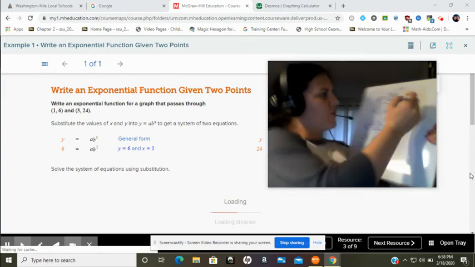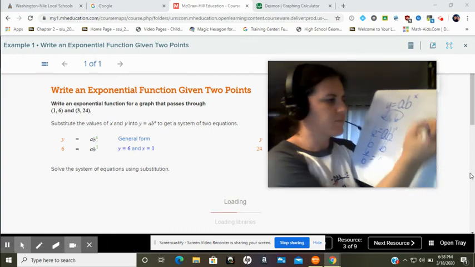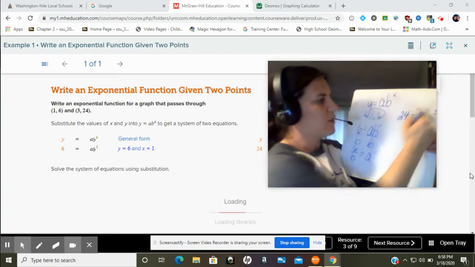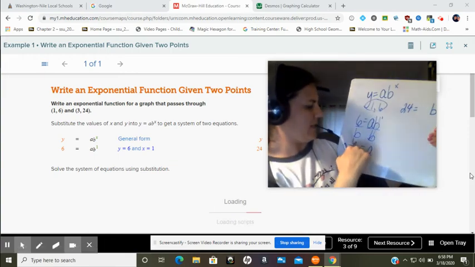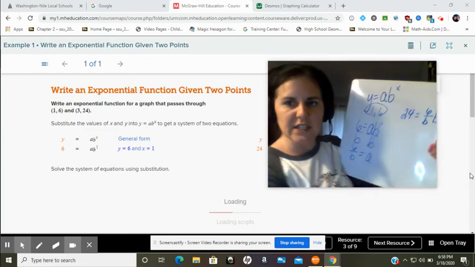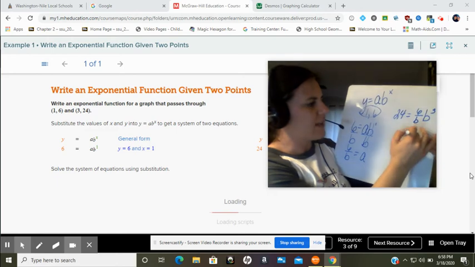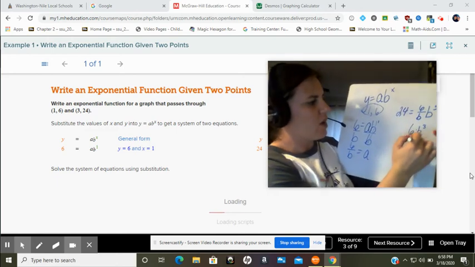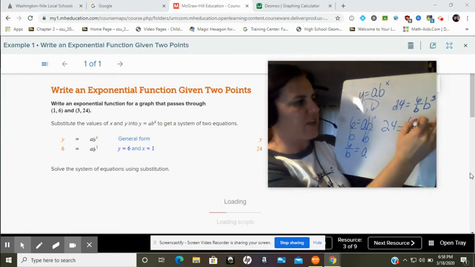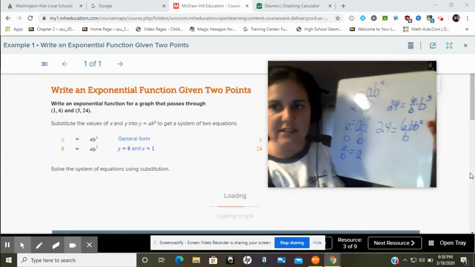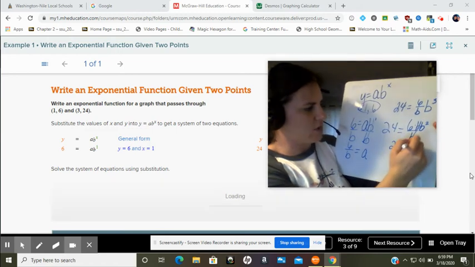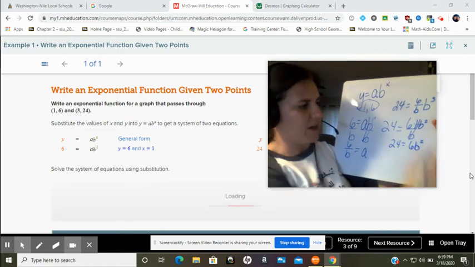Okay, and over here I know when y is 24, x is 3. So I would have a times b to the third. A is 6 over b, so we're going to plug that in here. So 6 over b times b to the third is equal to 24. And really, b to the third is b times b squared. Those cancel. So 24 equals 6 times b squared.